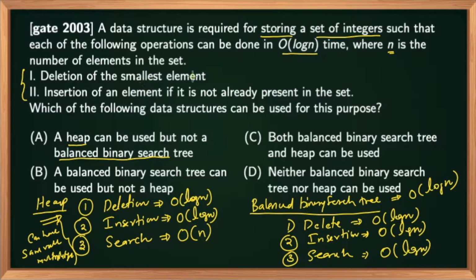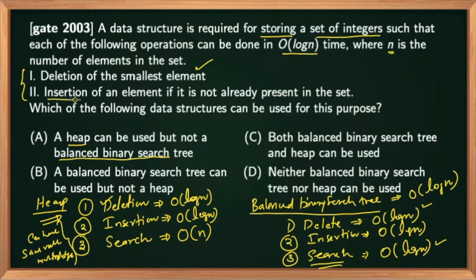So the deletion of the smallest element can be done in heap in order of log n time. Now if you use a balanced binary search tree, first you have to find the smallest element. So you have to search for the smallest element. That is also supported by a balanced binary search tree, so that will take order of log n. Then you can delete, so that also is going to take order of log n. So log n plus log n is log n. So that means both data structures can delete the smallest element in order of log n.